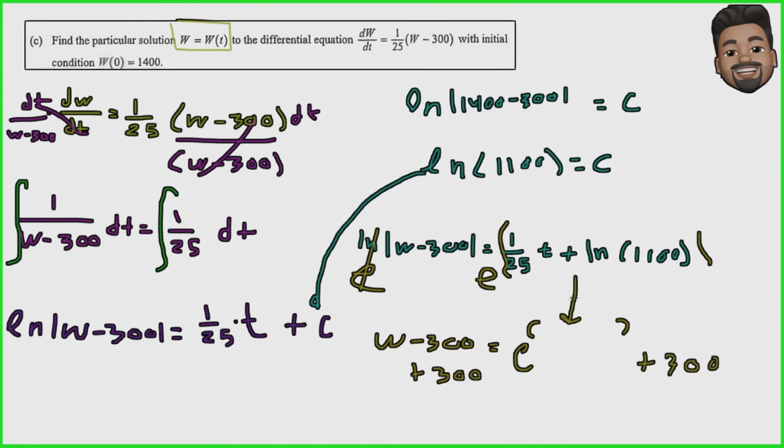Now, if you notice, even though I didn't fill this out, it's going to be in here. I have a set of parentheses so that the AP readers know that this was e raised to the power of all this plus 300. So then W equals e to the blah, blah, blah plus 300 right here.